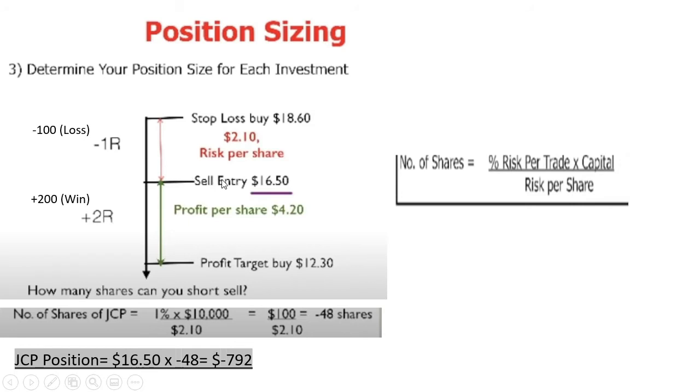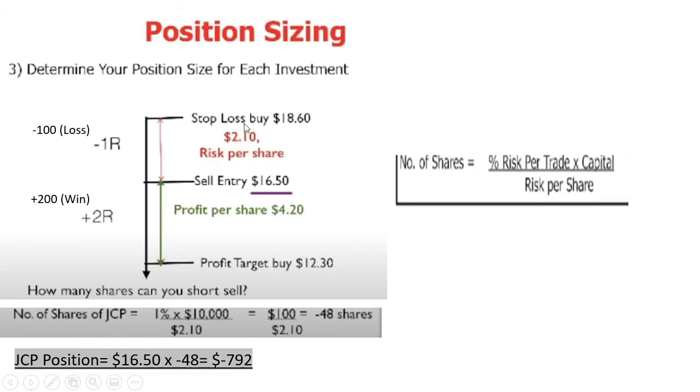So now that our entry price was at $16.50 and our stop loss is at $18.60, we have a $2.10 risk per share. Now let's plug it into the formula again. How many shares can we short sell? We take our 1% risk per trade, and we multiply it by our capital, which is the entire $10,000 of the account, right? We get, again, $100. We're only allowed to lose $100.